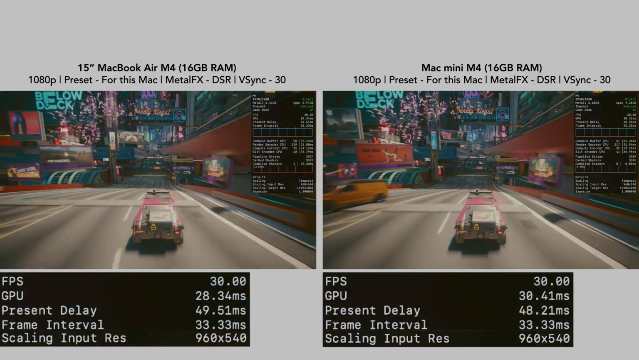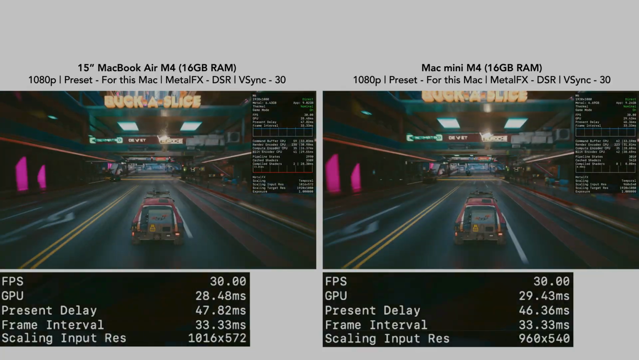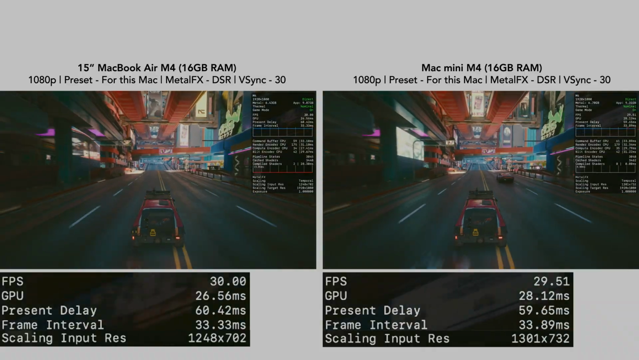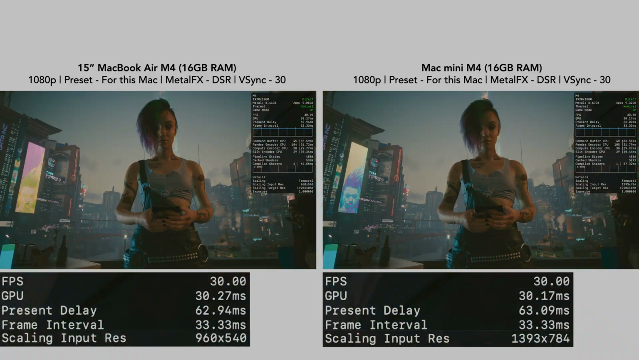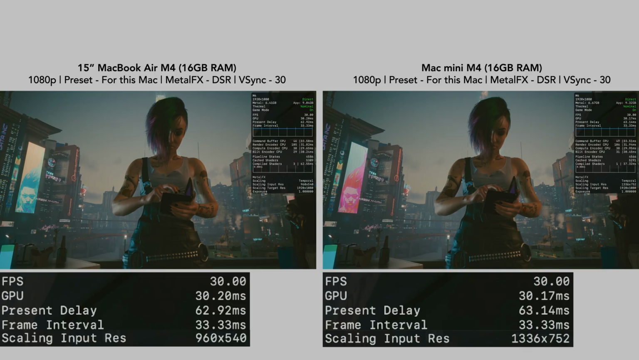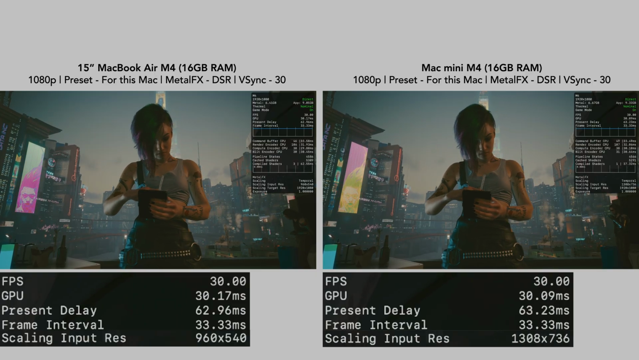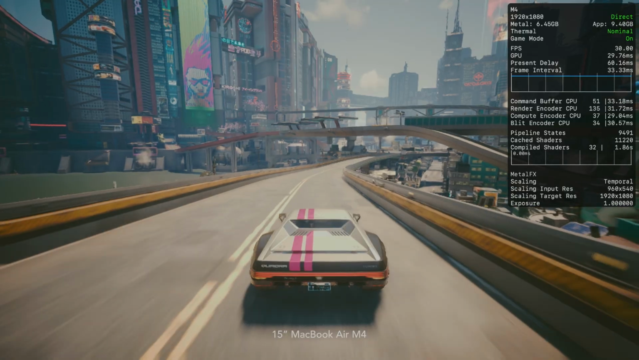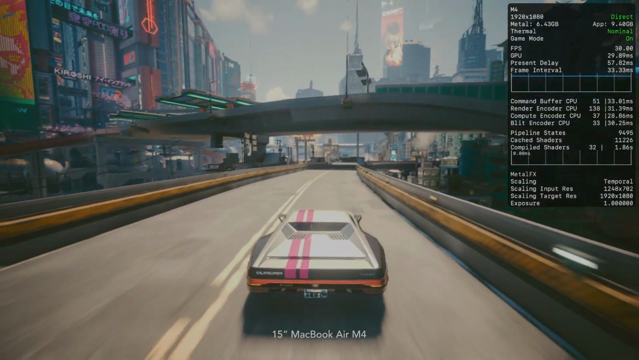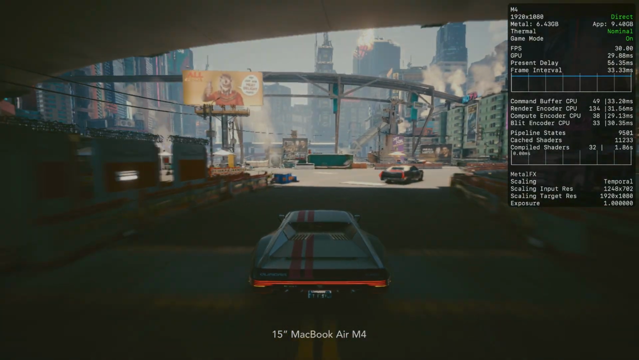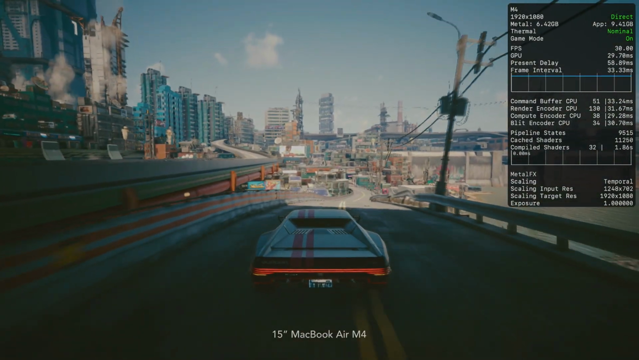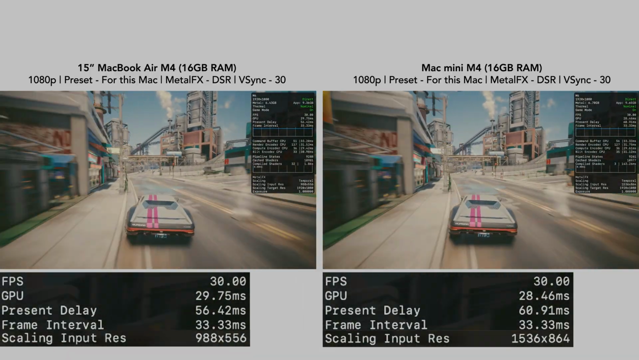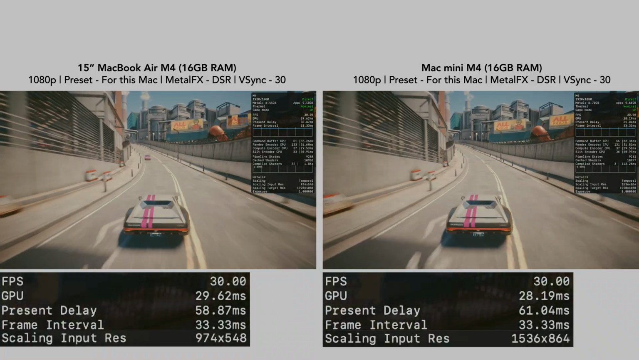The best way to play Cyberpunk on both these Macs is definitely by choosing the For This Mac preset. As I've said in my other videos, this preset has been optimized specifically for each Mac config. So on base M4, it targets 1080p, mostly high settings, with a 30fps cap, and MetalFX is on dynamic resolution scaling. Aiming for 30fps on the MacBook Air is also a really good idea, as it means the laptop won't get as hot. On paper, we are seeing the same performance on the MacBook Air and Mac Mini: 30fps and 33.33 milliseconds. Good.